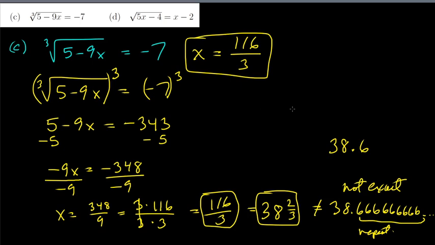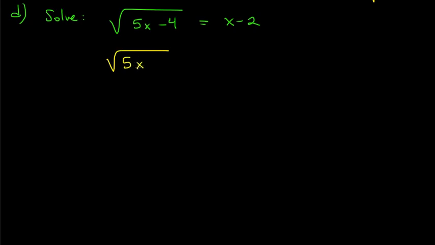All right, and finally part D. Again, number 9, part D, we want to solve the equation square root of 5x minus 4 equals x minus 2. Again, the square root on the left is isolated. So all we have to do to get rid of the square root here is just the opposite, or I should say the inverse. You're squaring it. The inverse of the square root is just squared.